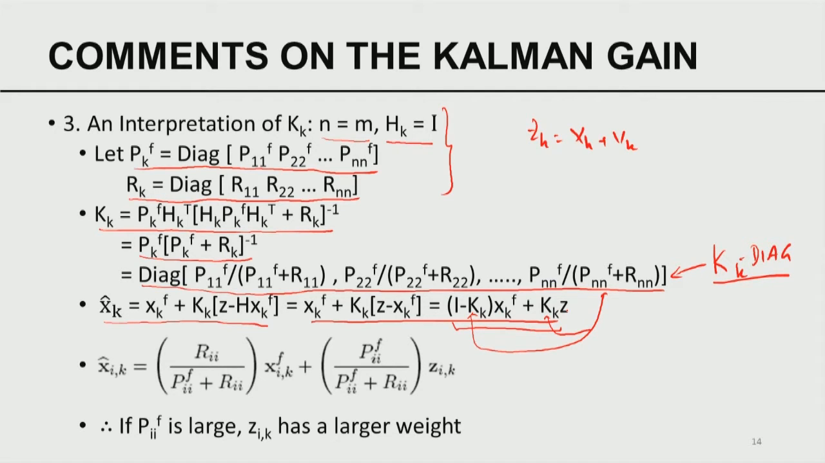If I consider the ith element of x_k, that is x_k,i, the ith element of this vector now has an explicit expression. This is not R, this is P_ii, sorry. That's R_ii. This R_ii is the diagonal element of the R matrix, P_ii^f is the diagonal element of the forecast matrix. These are the sum of the two. Now you can see this is the weight. So what is that? The analysis is the weighted sum of the forecast and the observation.